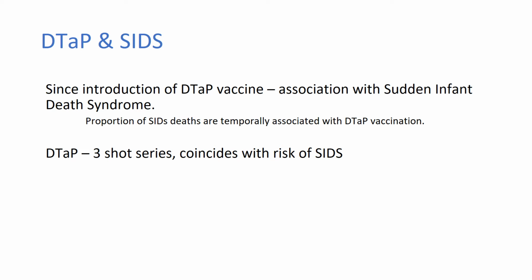What they've seen is that the proportion of SIDS deaths are temporally associated with the Tdap vaccination. And what this means is that the peak incidence of SIDS happens to occur along the Tdap shot series. So there's 3 shots and they occur over a specific period of time. And during that period of time, we also see SIDS increase. But again, no causal relationship.